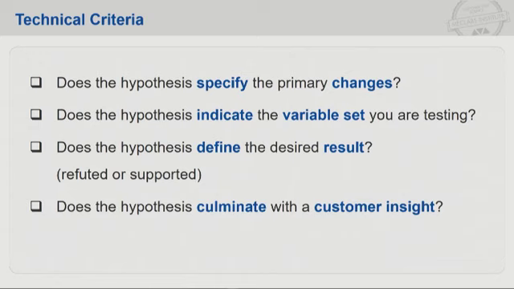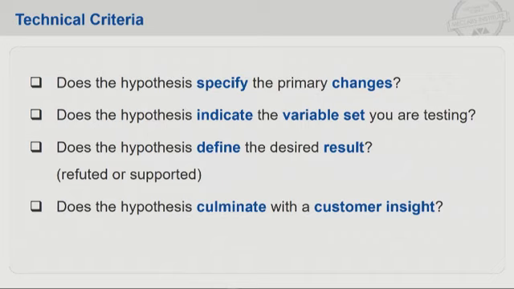Now, we have built a criterion. Once you've built your hypothesis, there's a checklist, and it's broken into two parts. You can use this checklist against your hypotheses. With it, you can see if you've actually accomplished what you need to with the development of that four-step process. The first question is, does the hypothesis specify the primary changes you're making? Does the hypothesis indicate the variable set?